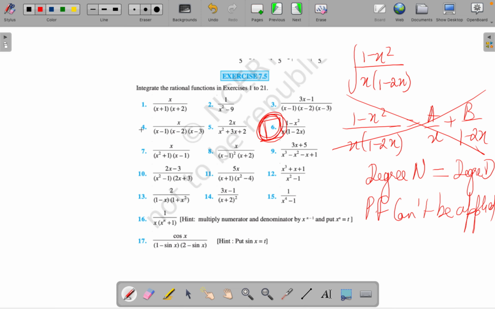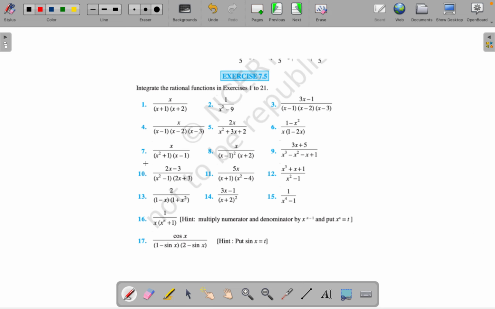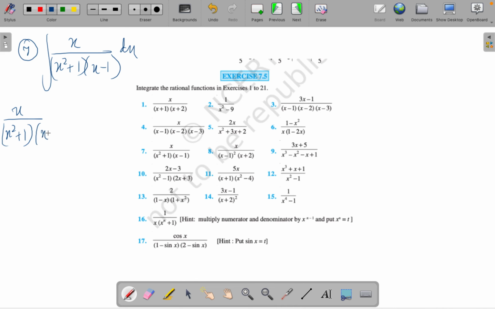So again, let's talk about question number 7. I wanted to do question number 7 for you because there is x upon x square plus 1 into x minus 1 dx. So x square plus 1 is a quadratic factor and x minus 1 is a linear factor. But the quadratic factor is not factorizable. मतलब x square plus 1 को हम simplify नहीं कर सकते, ये split नहीं हो सकता. तो अगर कोई split नहीं हो सकता तो उसके ऊपर again आप partial fraction का table देख सकते हो, form 5, उसमें bx plus c आता है.